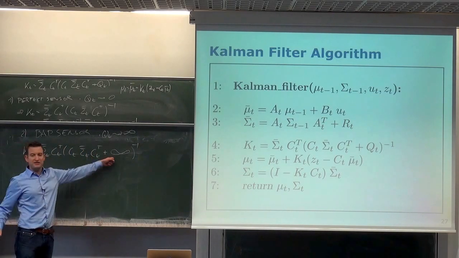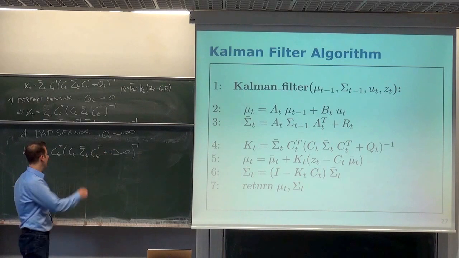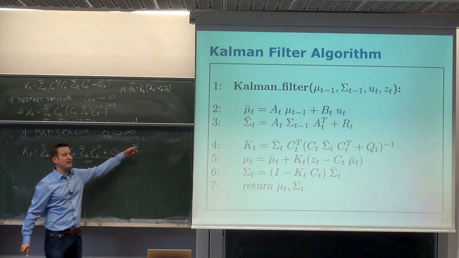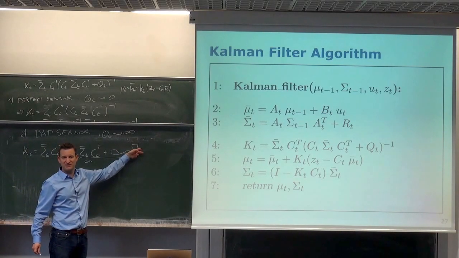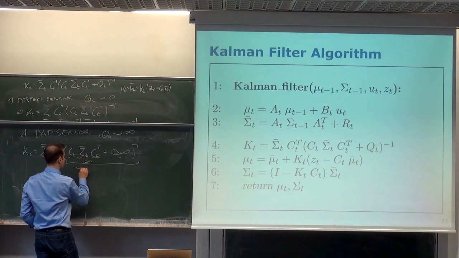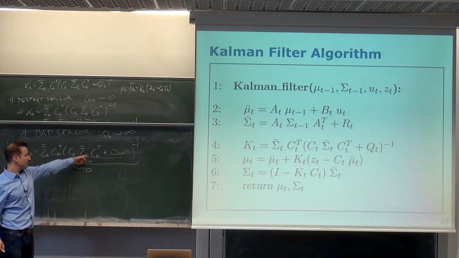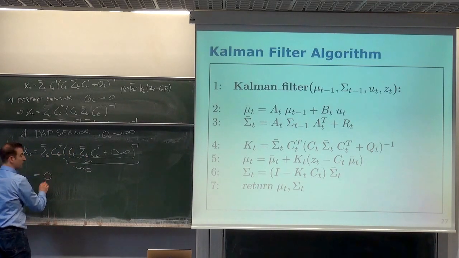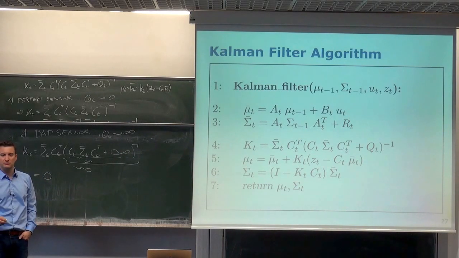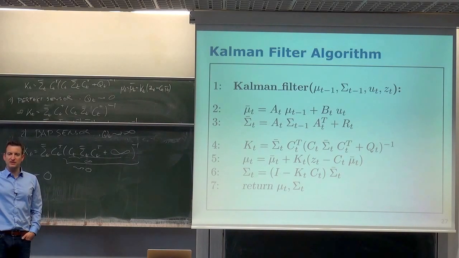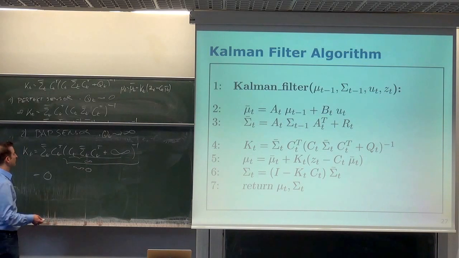Okay. If this is infinity, the sum of infinity and something else will give me infinity. I invert infinity. 1 divided by infinity basically turns into 0. If this turns into 0, the product of everything will be 0. So the Kalman gain will simply be 0. Okay? So if my observation has an infinitely large covariance matrix, the Kalman gain will go down to 0.